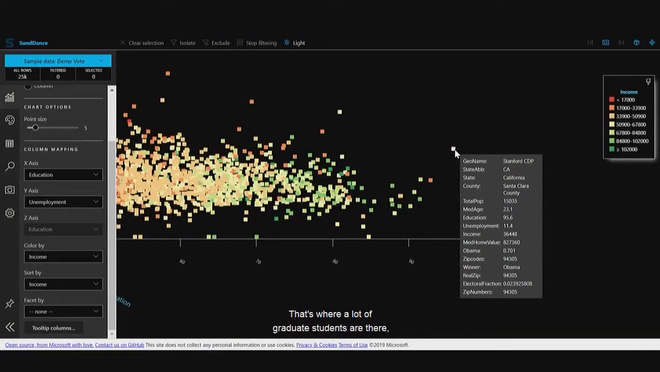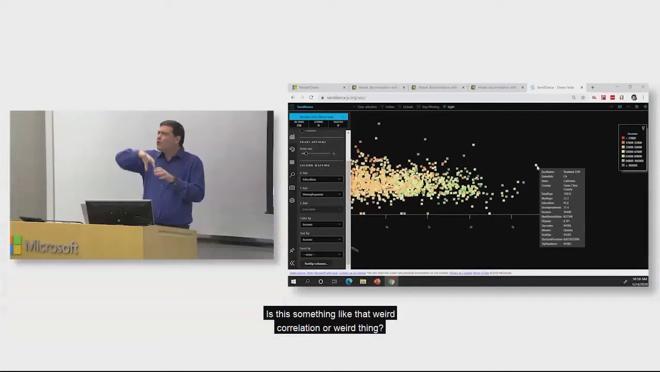It's where a lot of graduate students are. They already have their bachelor's degree. They're getting their graduate degree. They're just living on a stipend. Now, that's a single outlier. Is this something like a weird correlation, a weird thing?